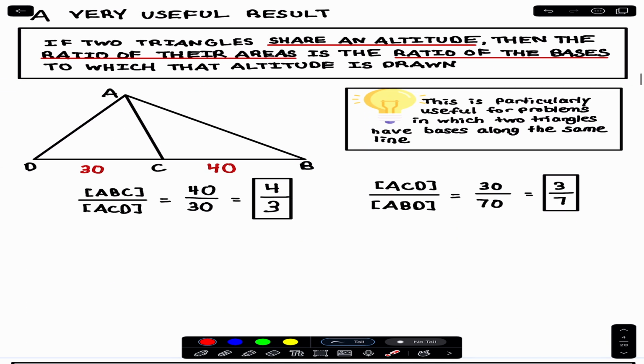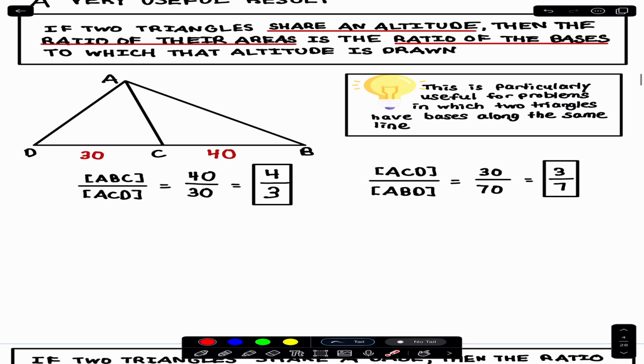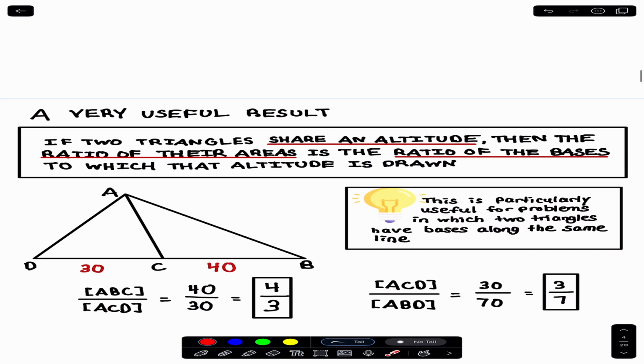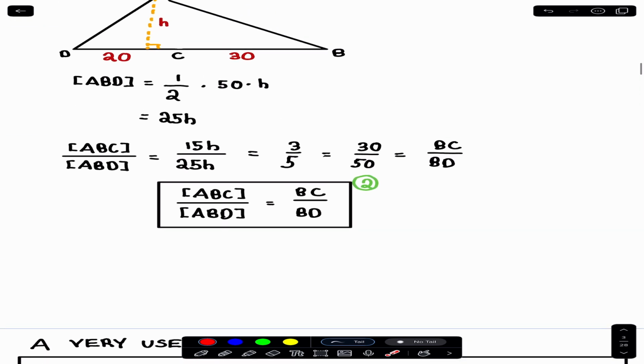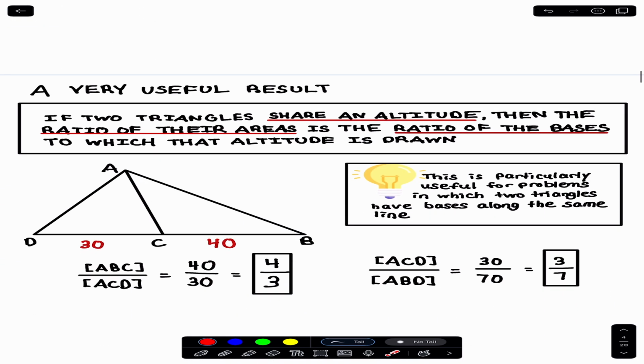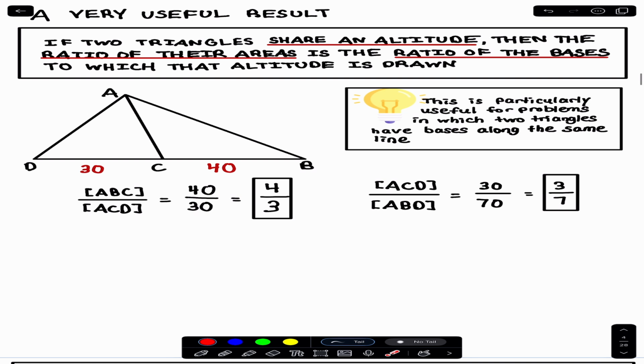So again, here, since they both share a height from point A, we can almost cancel these A's and then read off what we're left with. So CD is 30, BD is 70. This is just a little fast way that I sort of think about it as well, but again, understand where it comes from. It's because of the same height from the same point.